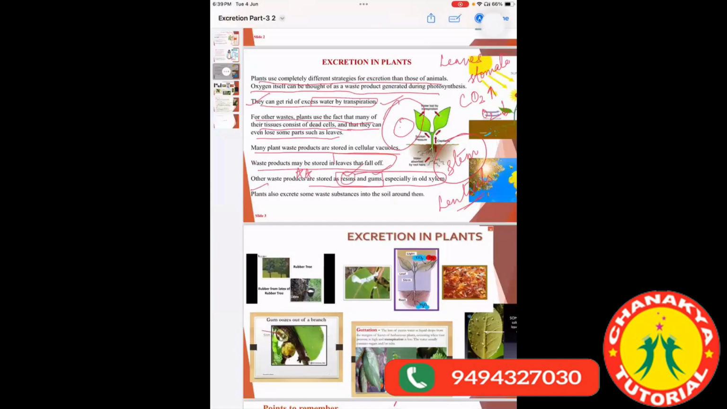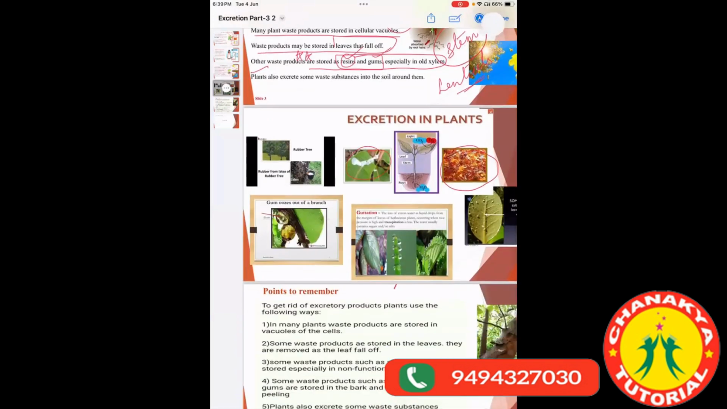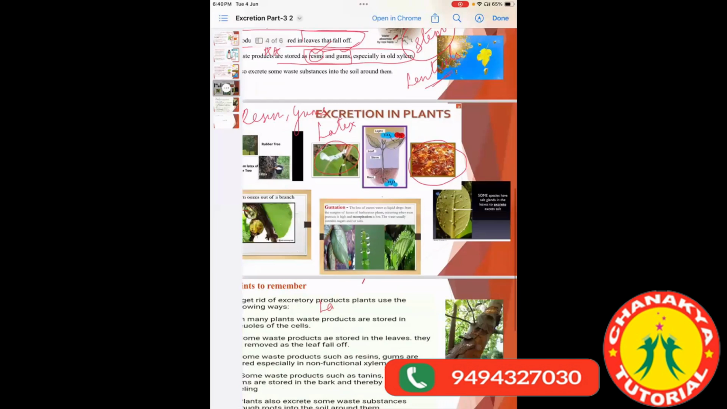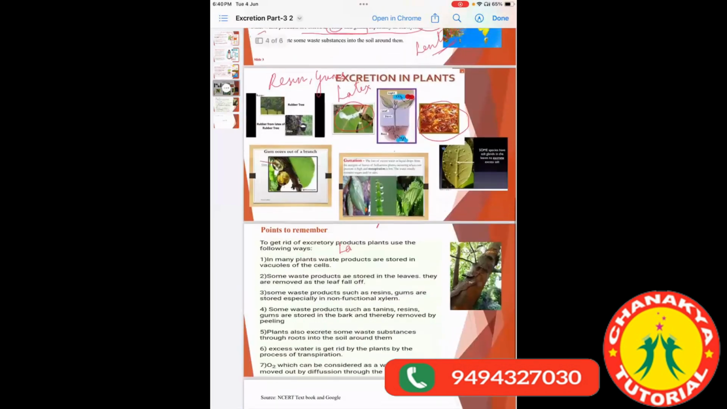Resins and gums, you might have seen a sticky substance, like a kind of milky color. Then this one, what are they? They are the resin and the gum. See, this one, the latex also. These are the waste products. So resins, gums, latex, they are the waste, and the plants just excrete them out. That is why you have seen plants releasing them. It is because they do not require them. So that is the excretion in plants.